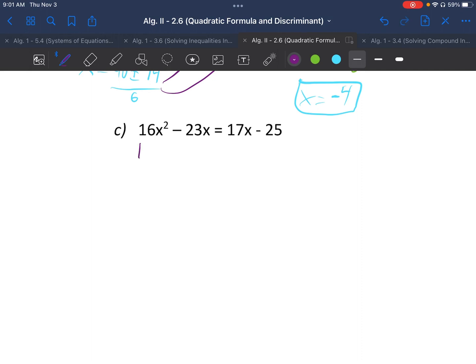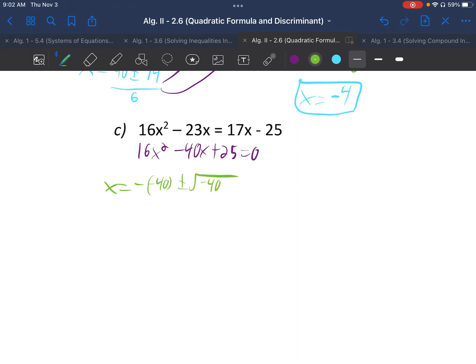Example C, it doesn't equal 0, so we need to make it equal 0. I'm going to subtract 17x and get negative 40x, and I'm going to add 25 to get plus 25. I'm not going to write down my A, B, and C this time, but I want you guys to try as much of this problem as you can. And good thing we can use calculators because these numbers get a little big.